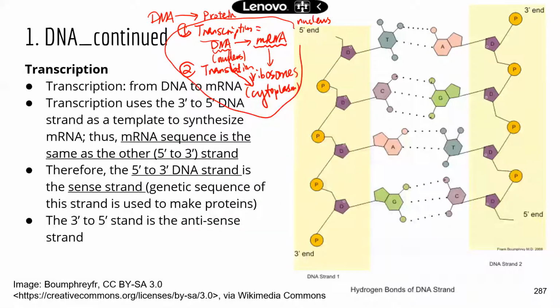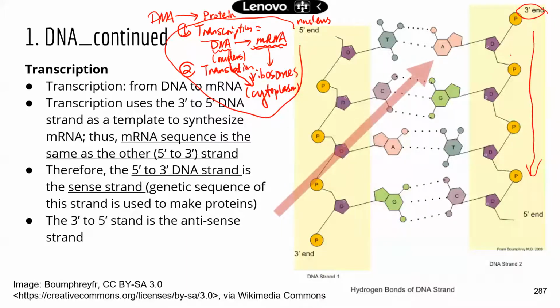Now let's look at transcription first. So in transcription, we are using only one of the 2 DNA strands as a template strand to synthesize messenger RNA. Now the mRNA is going to be synthesized using the 3' to 5' DNA strand. So you can see this one goes from 3 to 5, right? So we're going to use this as a template strand to make mRNA. Now, when you make mRNA, you have to follow the base pairing rules, right? So that you can copy the exact genetic information.